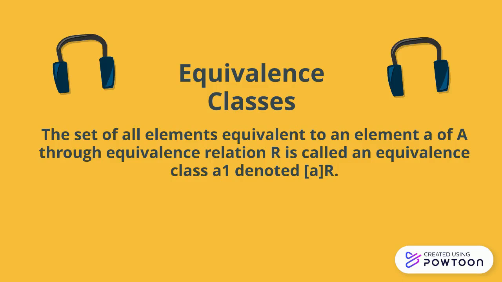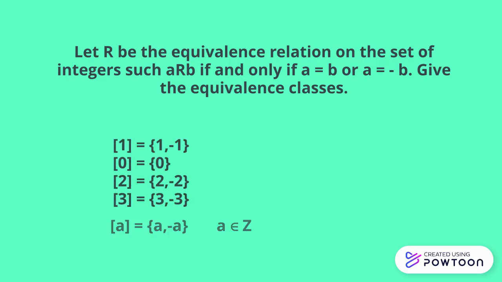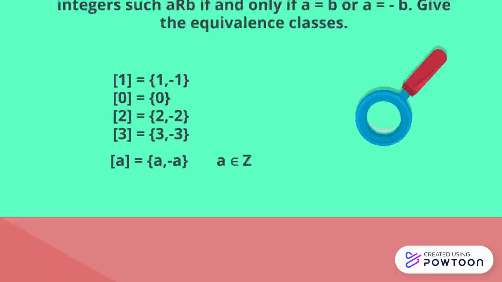Equivalence classes, where the set of all elements equivalent to an element A of A through equivalence relation R is called an equivalence class, denoted as below. From the question and answer below, we can simplify that the element of set A, which is A and negative A, is an integer and the pattern is repeated.